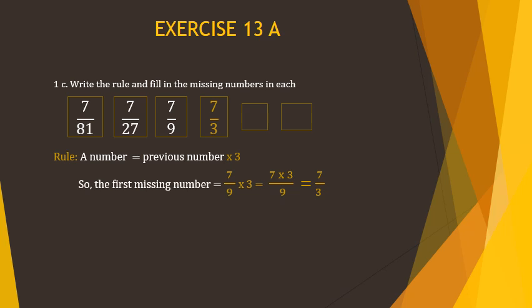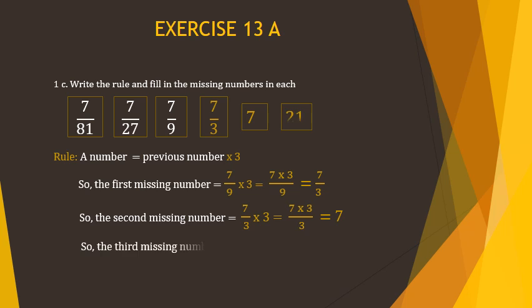We get 7 by 3, right? And for the next missing number, the previous number is 7 by 3. So 7 by 3 multiplied by 3. So what do we get? We know that the 3 will be cancelled in the numerator and denominator. So what is left? 7. So the second missing number is 7.